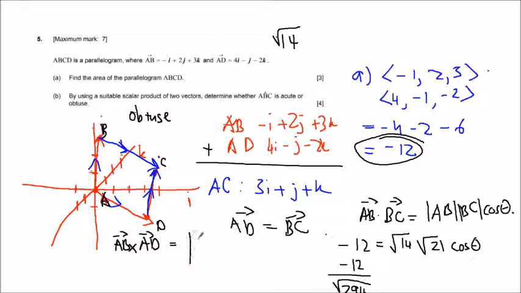So that's going to be equal to i hat, j hat, k hat, like this. Minus 1, 2, 3, 4, minus 1, minus 2. And this is going to give us, so positive first, and then minus, and then positive. So we have to find the determinant of a 3 by 3 matrix. So 2 times minus 2 plus 3 times minus 1 is minus 7. So you get minus 7i.